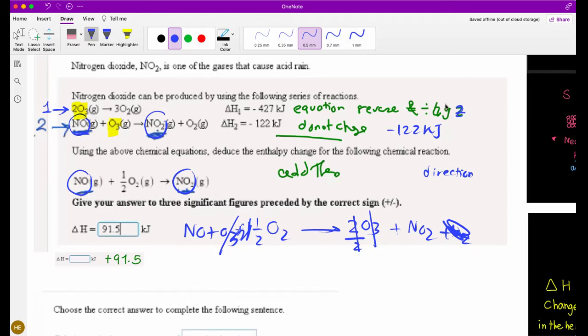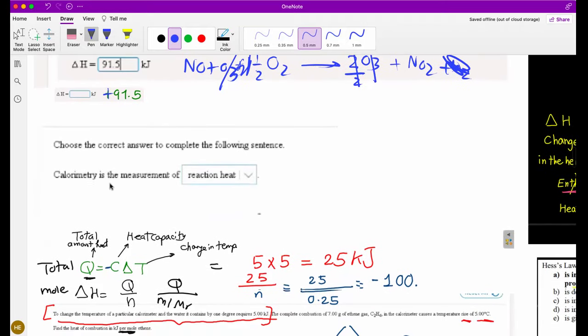This means that you divided the first one by 2 and reversed it. So it becomes minus 427 becoming plus 427 divided by 2, and you will get the value of plus 213.5. The second one, you don't do anything about it: minus 122. When you add them together, you get 91.5. Don't forget the positive sign, and three significant figures.